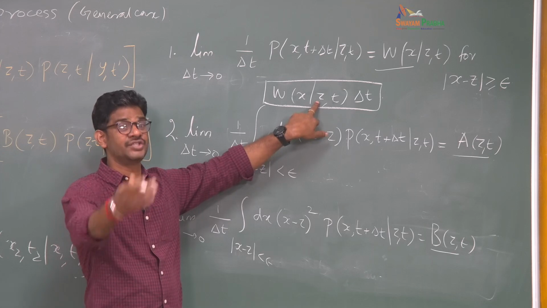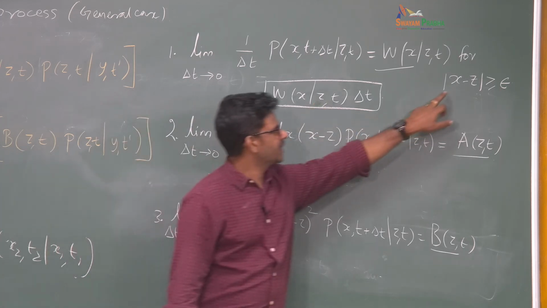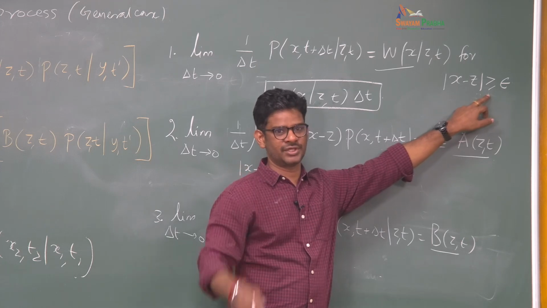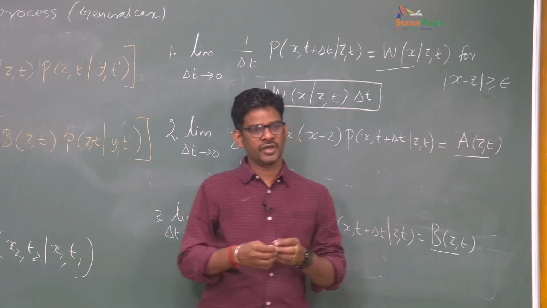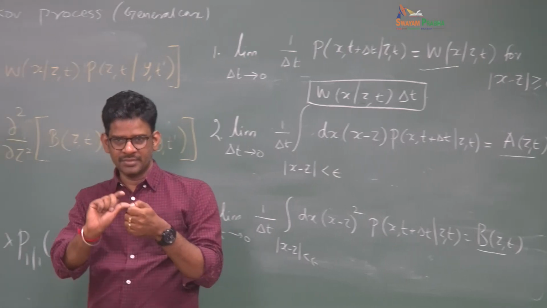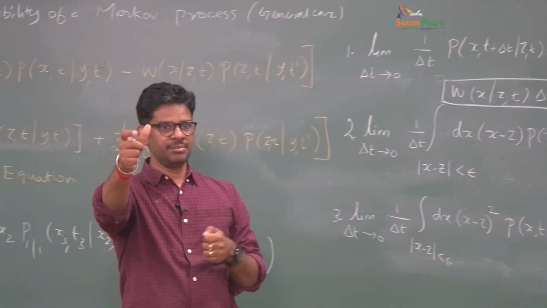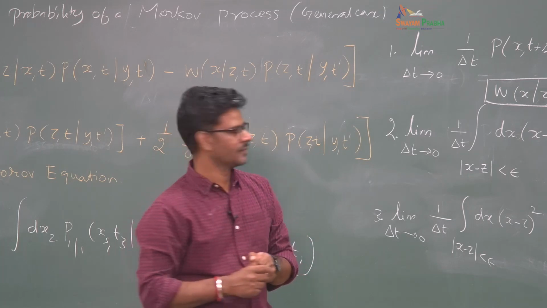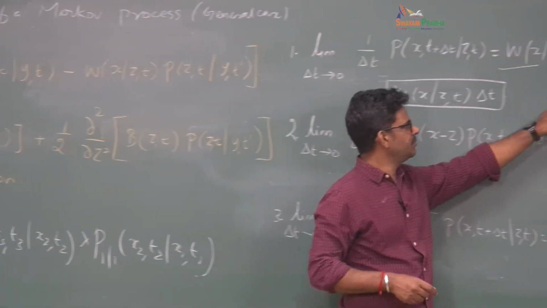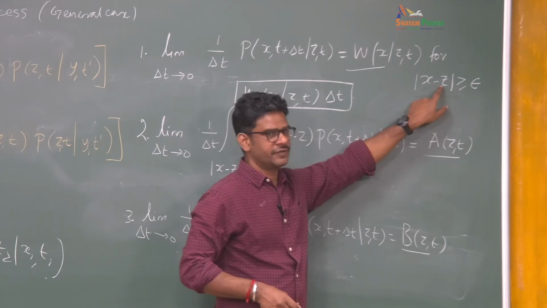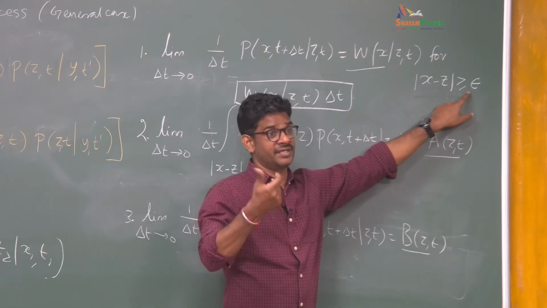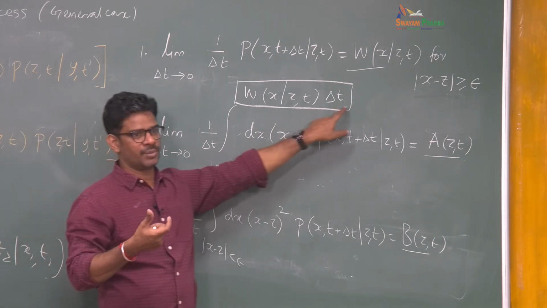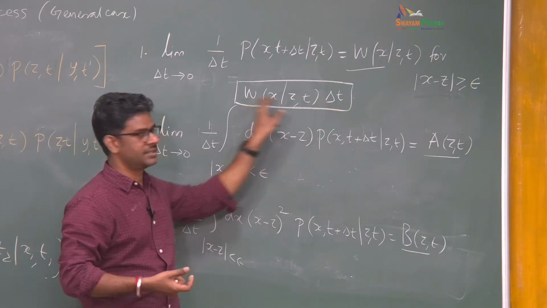So it's a finite jump. That's why we've given a condition that x minus z has to be larger than or equal to some threshold value of epsilon. Here we are talking about the probability that over a time delta t, the system will make a jump to a larger extent, more than this epsilon. This condition basically means the new state differs from the old state by a finite amount, and the probability of this happening over a period of time delta t is this.